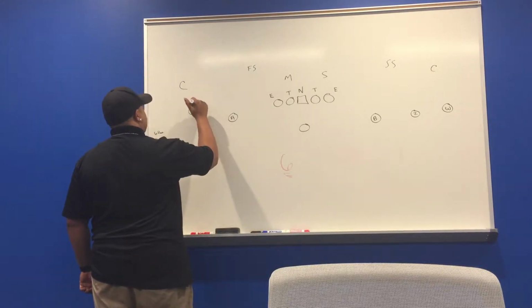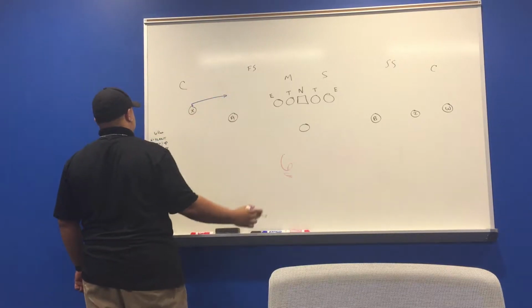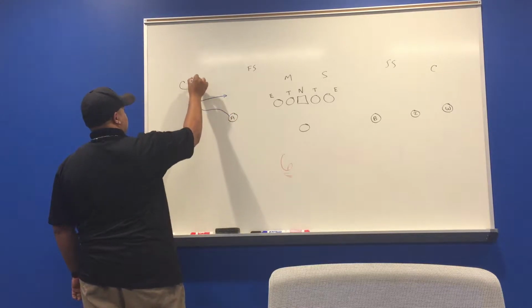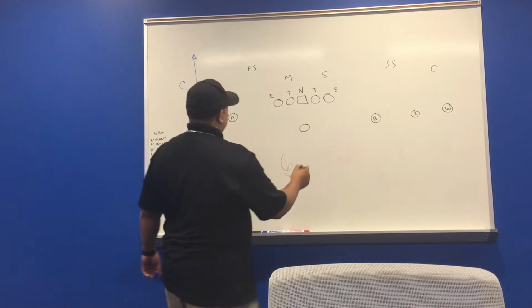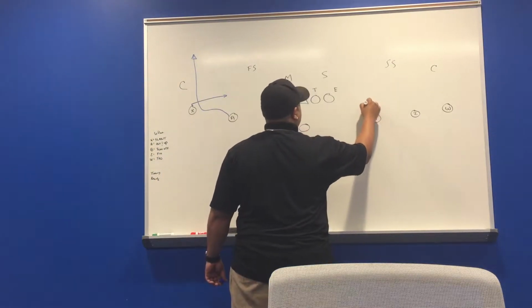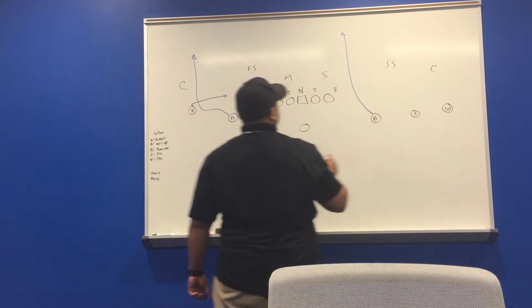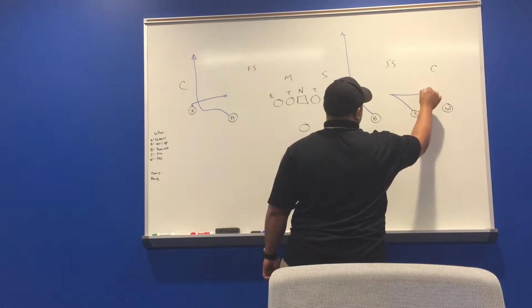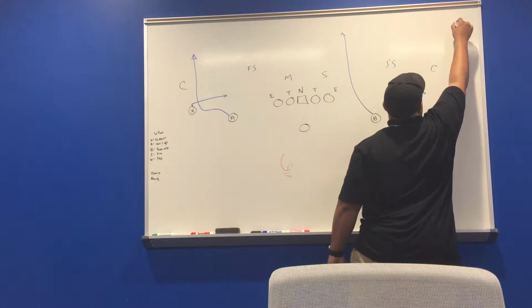okay, the X has a 2-step slant. The A is on the out and up. Okay, the B is on the takeoff. Okay, the Z is on a fin. And the W is on the fade.